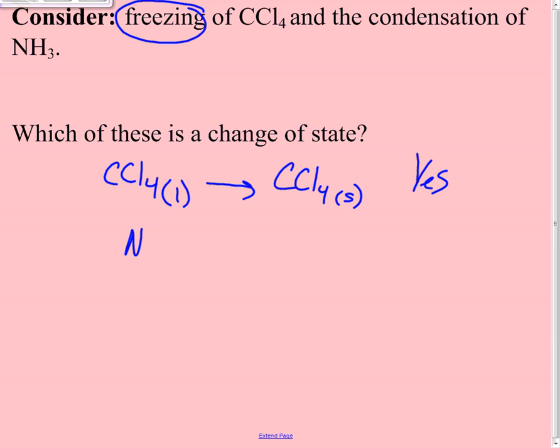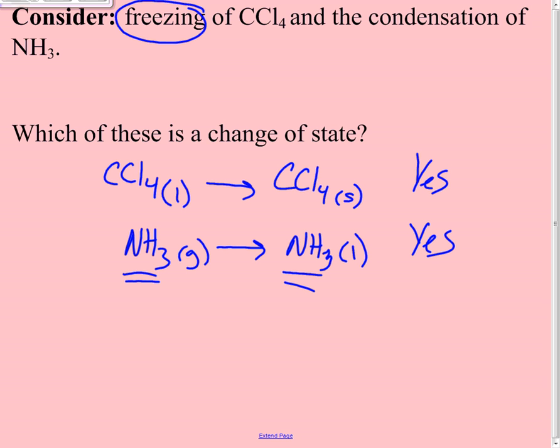Condensation. What does condensation mean? That means I have NH3 as a gas. And when I'm done, I have my ammonia NH3 as a liquid. I start with ammonia, I end with ammonia. They are in different states. Is that a state change? Yes, it is. So the answer here is, which of these is a state change? They both are state changes. Okay? Moving on. Only a couple slides left.